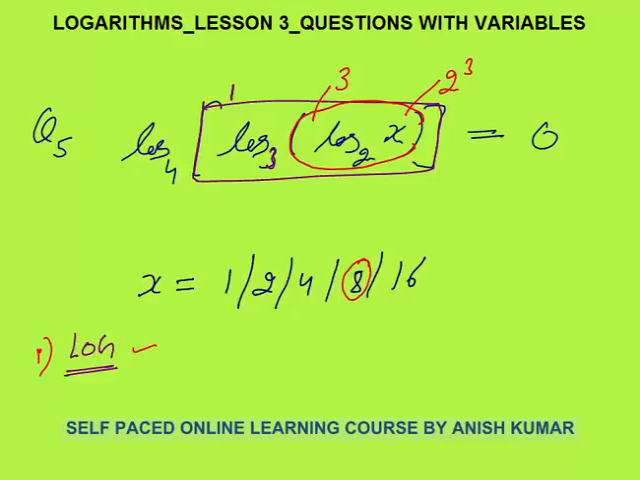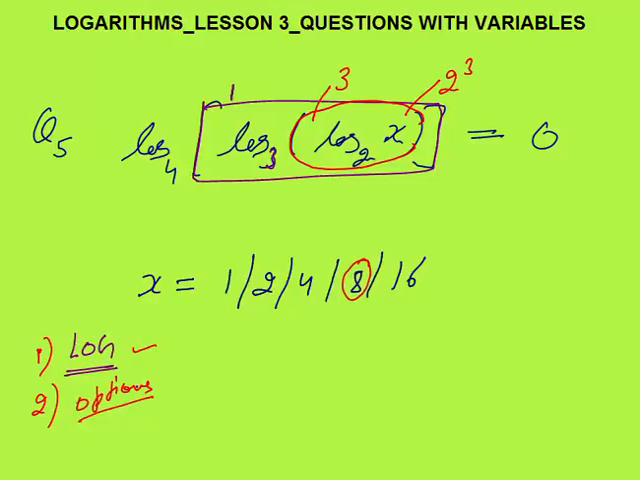The second method that you have to try yourself is option, as I discussed in the previous slide, how to solve this question with the help of options. You put x as 8, this becomes 2 cube, 3 will come forward, log 3 to the base 3 will be 1, and log 1 to the base 4 will be 0. Start putting options and we will get that 8 satisfies this condition.